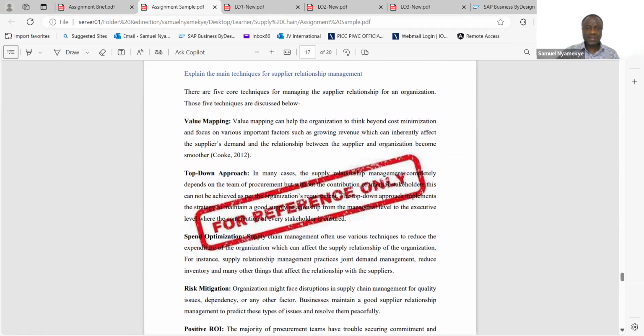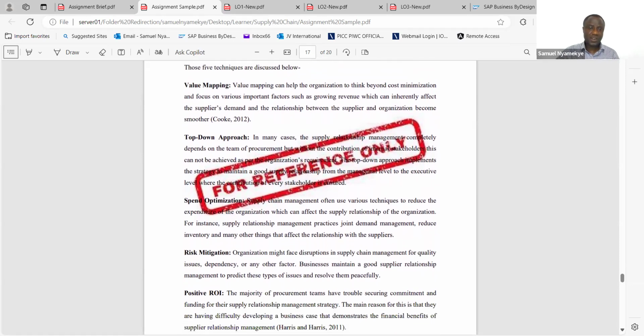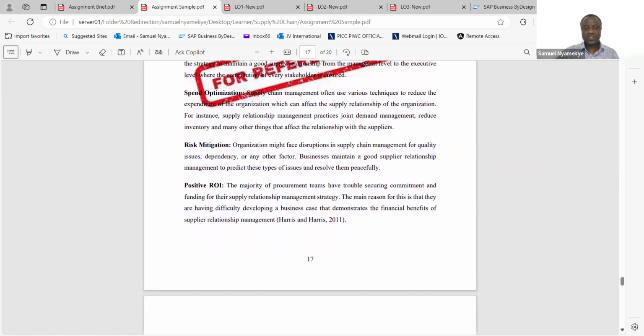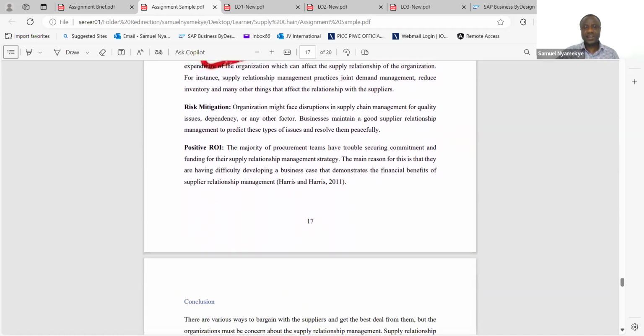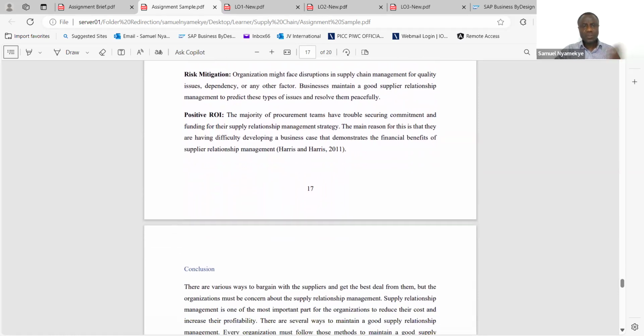Yeah, we've mentioned that value mapping is very important. So you're not only looking at cost, you are looking at other things: the top down, getting all the stakeholders involved now, and also taking precautions on the risk, so that you know the possible risks and you've taken steps to try to mitigate them. Then the final one, which we mentioned, was the return on investment.